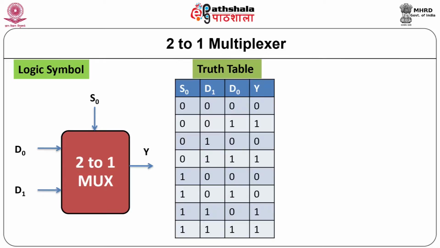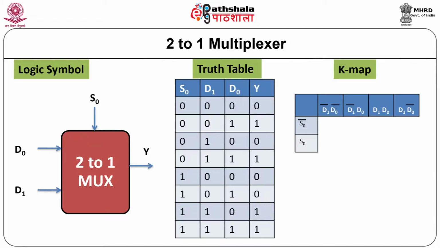Once the logic symbol, function table as well as truth table are ready, the next step is to prepare K-map for designing the logic circuit. In this example, we need to prepare a K-map of 3 variables. Let us consider 2 rows for S0 and 4 columns for the data D1, D0. Once the K-map is prepared, the next obvious step is to map the truth table into the K-map.